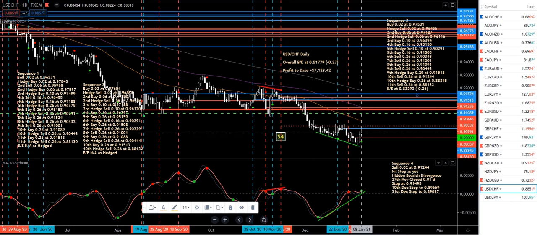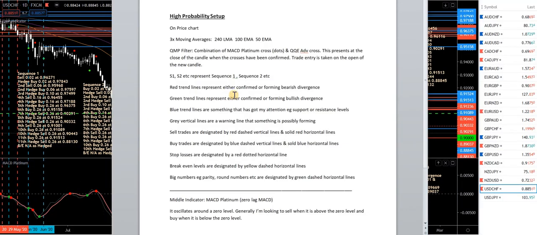I'll bring up that Word document again in case you were wondering what all the lines meant. You can pause the video, take a screenshot of that, and it'll give you an idea of what all the different lines mean.